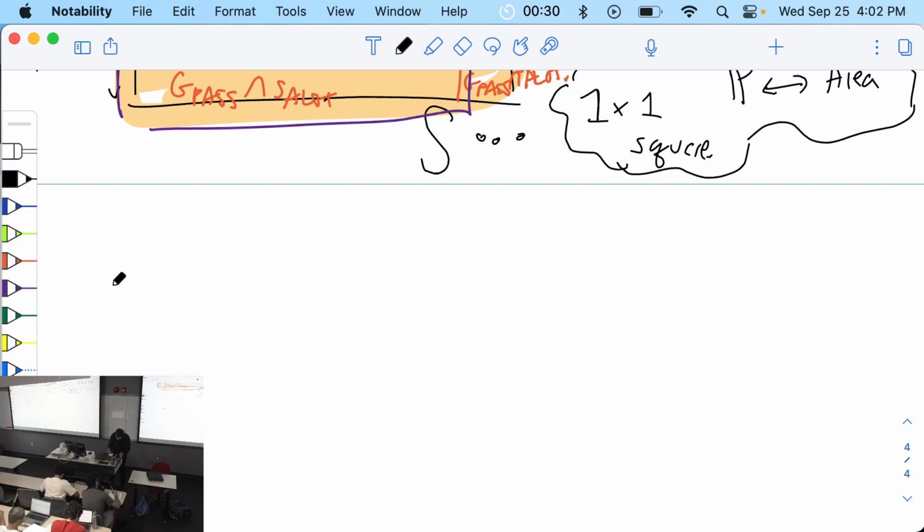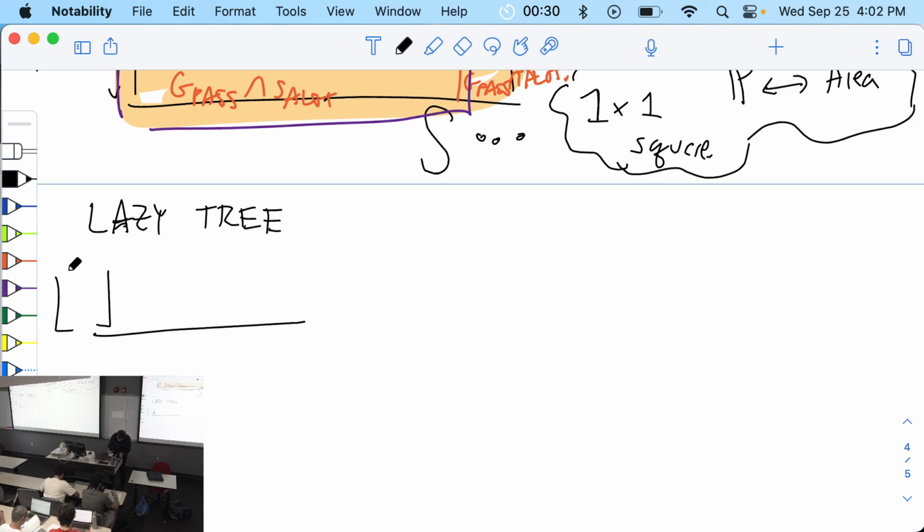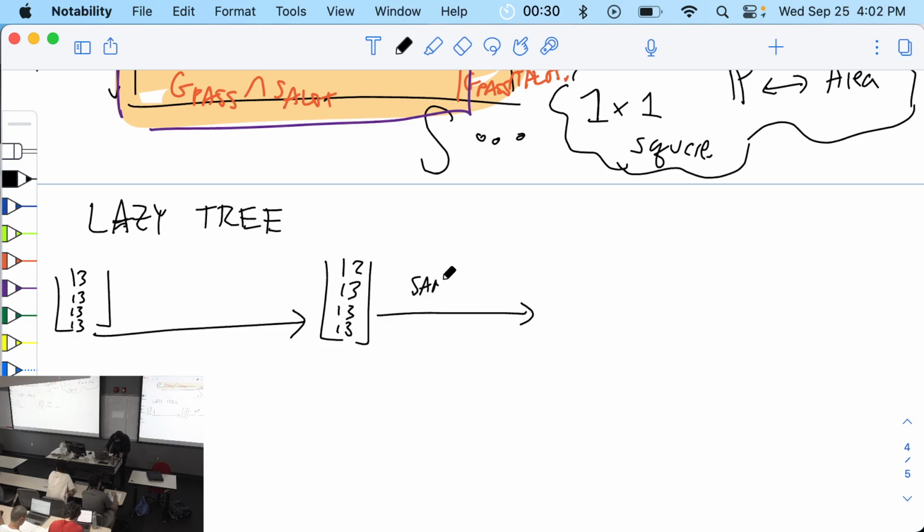I drew a tree that looked like this. This was like my lazy tree to sort of save time. So you had 13 of each suit: 13, 13, 13, 13. And then I said, okay, you're dealt 1 card. Then you have 12 of one suit and 13 of the others. And then you can either have the same suit or a different suit.